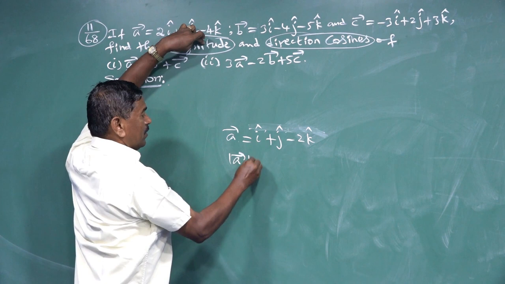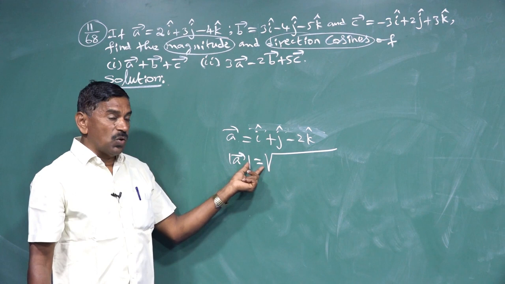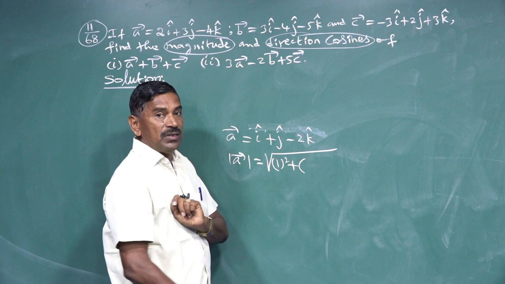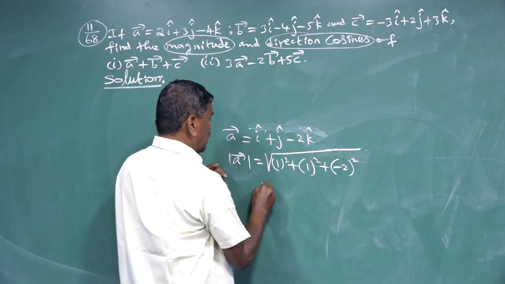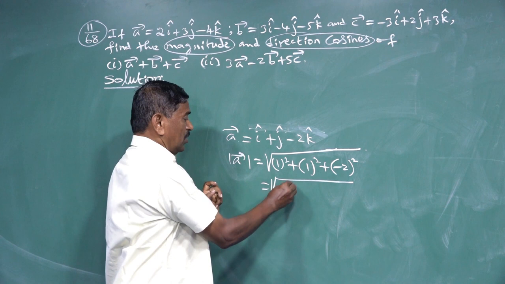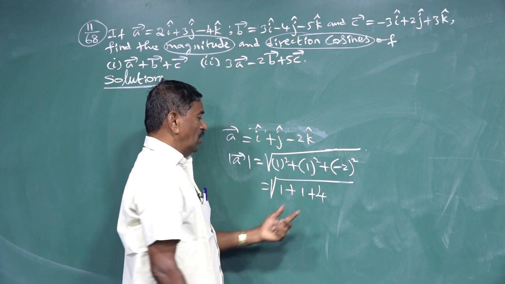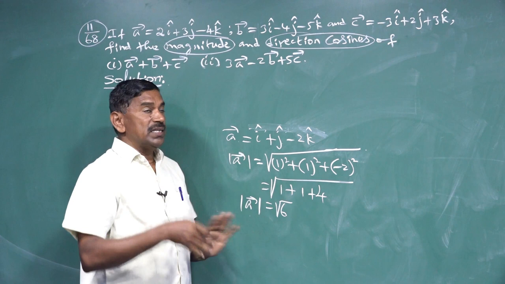Modulus of a vector is equal to the square root of the sum of the squares of the i, j, k coefficients. Here the i coefficient is 1, so 1 the whole square, plus the j coefficient 1, so 1 the whole square, plus the k coefficient minus 2, so minus 2 the whole square. Simplifying: 1 square is 1, plus 1 square is 1, plus minus 2 the whole square is 4, because a negative squared is always positive. So 5 plus 1 is 6, that is root 6. Modulus of a vector is equal to root 6, which is the magnitude of a vector. One answer is completed. Next is direction cosines.